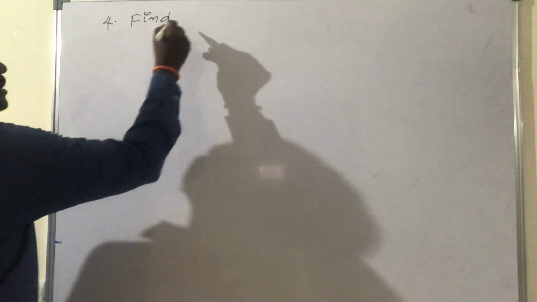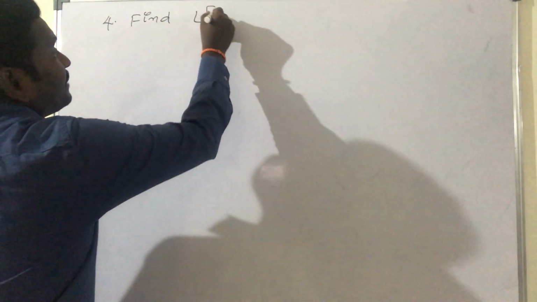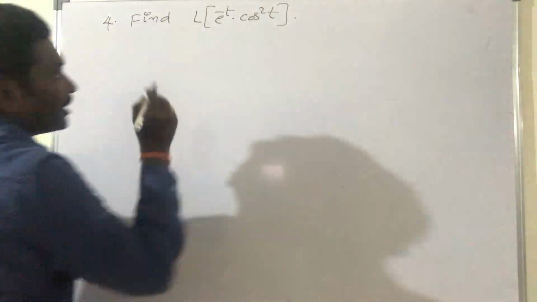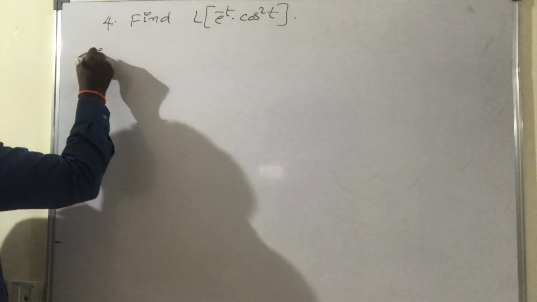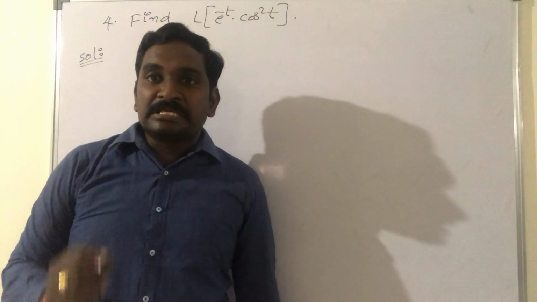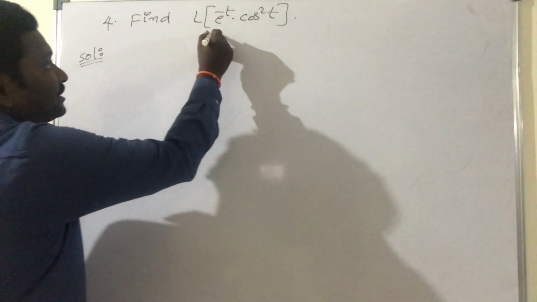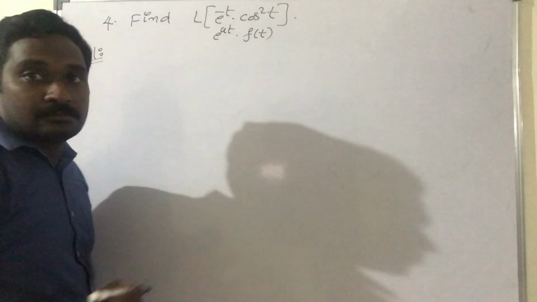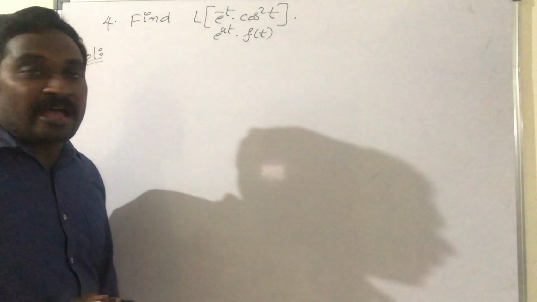Find L of e power minus t into cos square t. Okay, please see the solution. Here also the given problem is in the form of e power at into f of t.